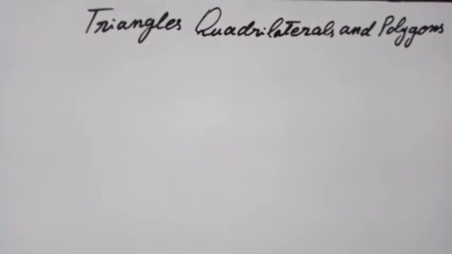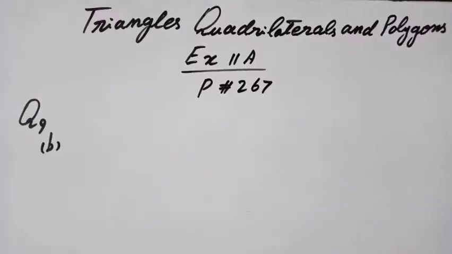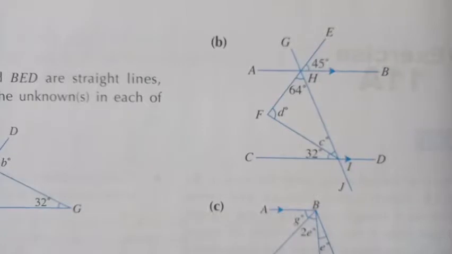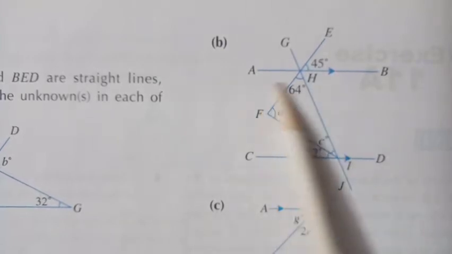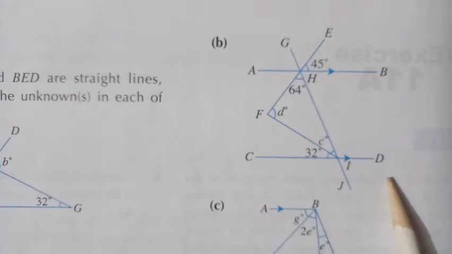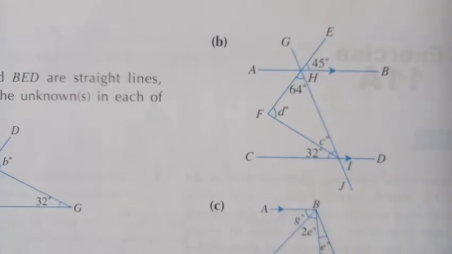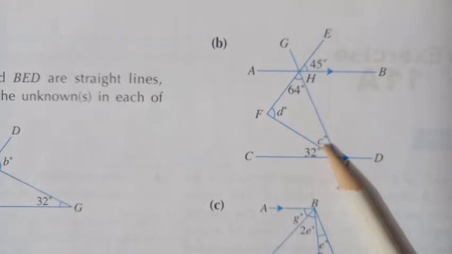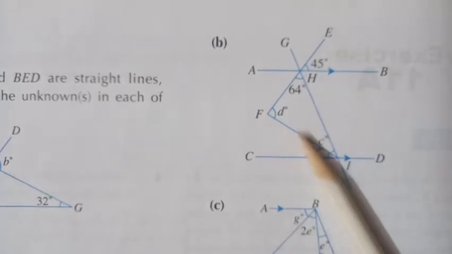Exercise 11A, page number 267, question number 9, part B. In this part B also, as mentioned in the general statement of the question, AB is parallel to CD and we have to find out the unknowns. Over here the unknowns are this angle C and this angle D.